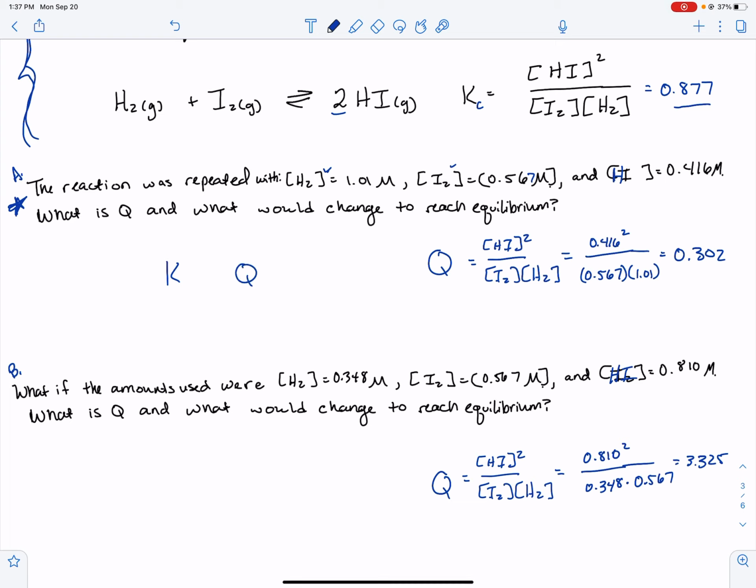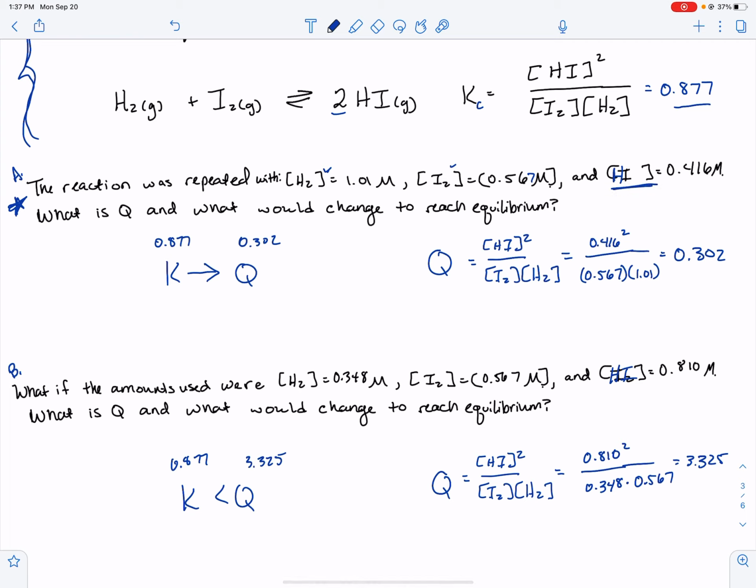Now, most people do it the other way, all right? But I feel like if you write it alphabetically, it is helpful. And so I'm going to say when I compare the two of these, if K is 0.877 and Q is 0.302, then K is larger. And then again, if K is 0.877 and Q is 3.325, then Q is larger. This tells me which way the equilibrium is going to shift.